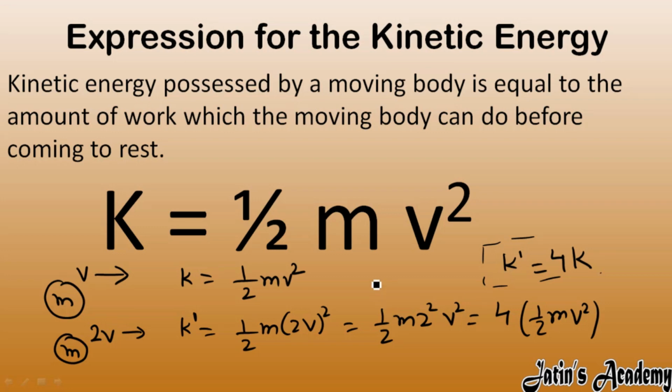It means that when mass we are getting doubled, kinetic energy will become double. When velocity we are getting double, then kinetic energy becomes 4 times. So the effect of velocity is more on the kinetic energy as compared to the mass effect.